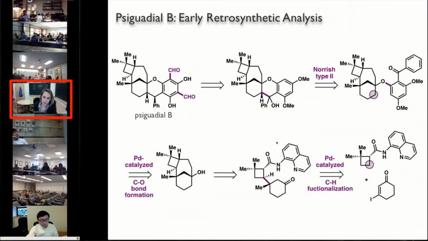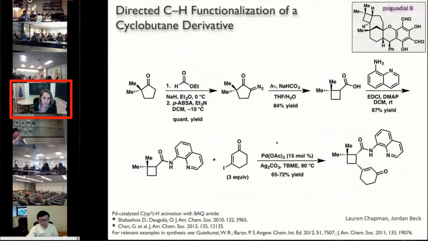And so the method we were interested in was whether or not we could use a palladium catalyzed CH functionalization to couple this cyclobutyl quinolinamide with this type of cyclohexenyl iodide. So in the forward sense, if you go to the next slide, we start with this 2,2-dimethylcyclopentanone. We can convert that to the alpha diazoketone. And initially, in our early studies, we were just performing a Wolff rearrangement. So photolysis of the diazoketone in the presence of water gives rise to the corresponding carboxylic acid. And at that stage, we can couple the carboxylic acid with the 8-aminoquinoline to give the amide.